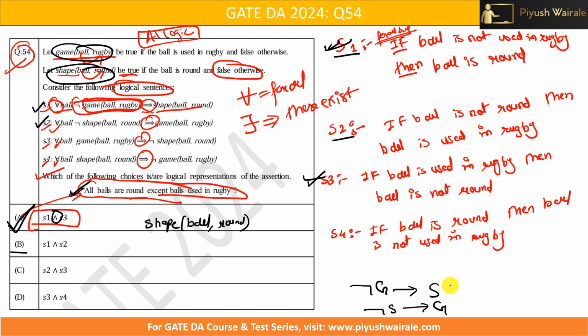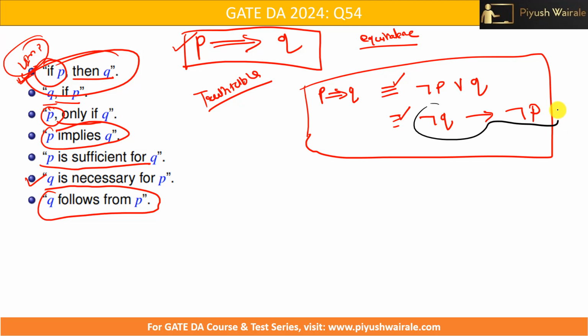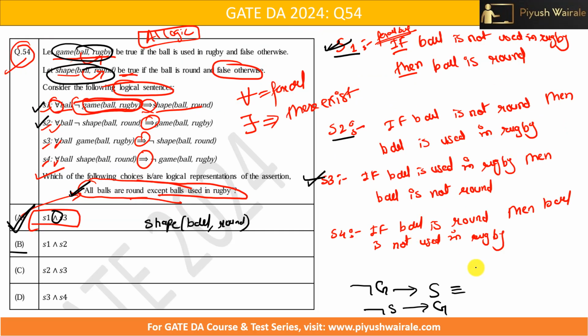But if you observe, this is nothing but what? I can use this particular property, this one, right? So if I use this property here, what will be this one? So negation of S implies negation of G, that is G. Okay. So if you understand, both the statements are same basically. So S1 and S2 are the same one. We are saying if ball is not used in rugby, then ball is round. And simply if ball is not round, then we can say ball is used in rugby. So basically both S1 and S2 are same here. So option B is not correct because both are the same sentence.